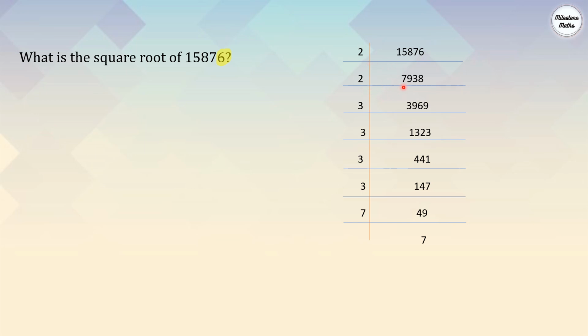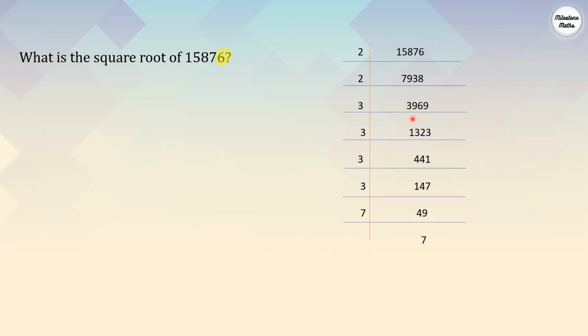When we divide it by 2, we get 7938 as the quotient. Again we will divide it by 2 because the ones place digit is 8, so it is an even number. After dividing by 2, we get 3969. Here it is not divisible by 2. Let us see whether it is divisible by 3 or not. If you add 3 plus 9 plus 6 plus 9, the sum is divisible by 3.